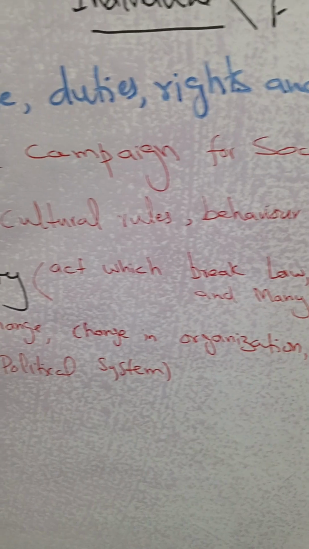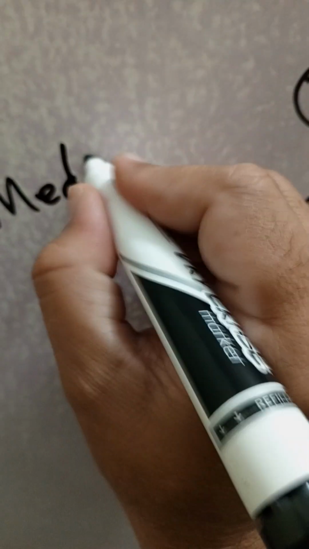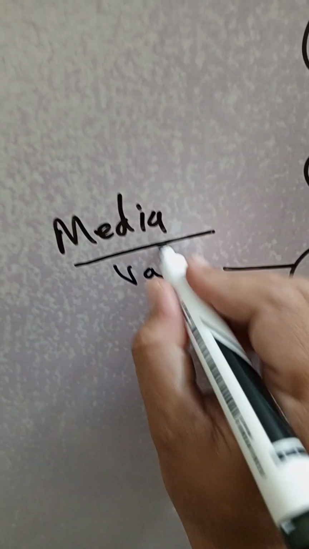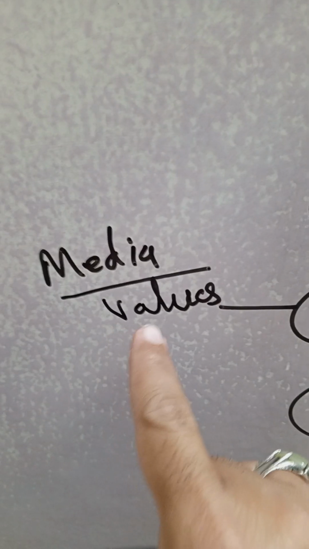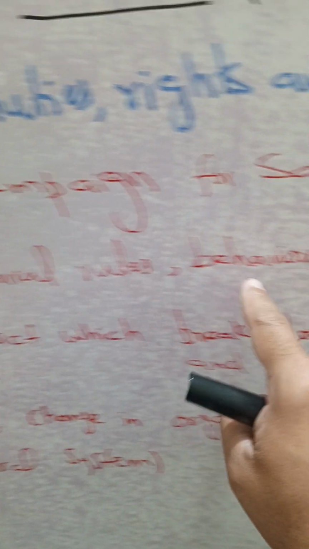Social change is possible due to different factors. One of the most important factors nowadays is the media. Majority of the time, due to media influence, we change our values. When we bring change in our values, when we change our response, that is called social change. That may be possible in our cultural values, in our behavior, or in our dealing.